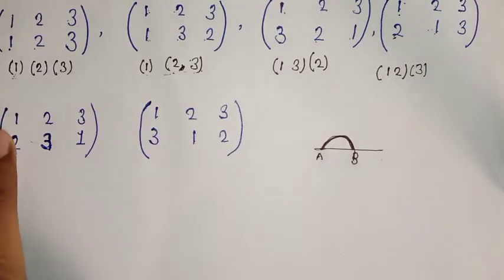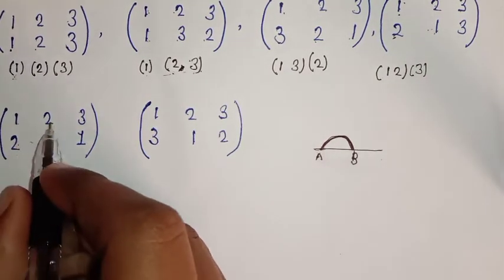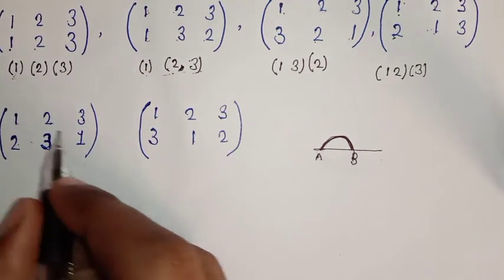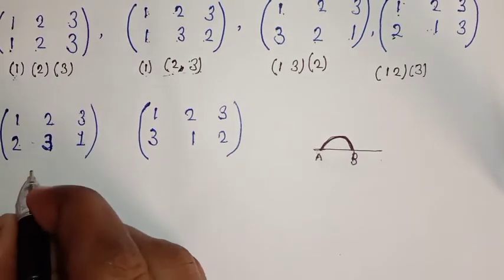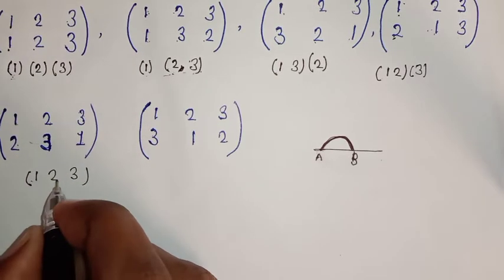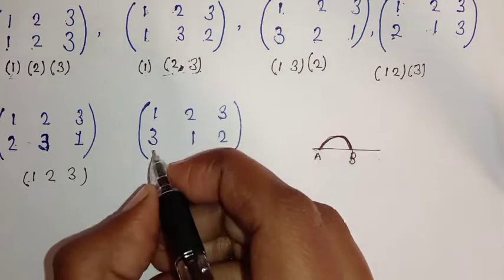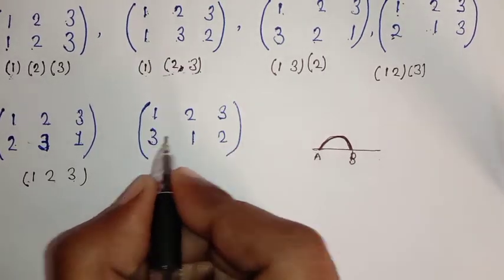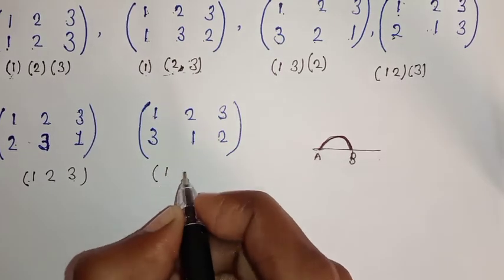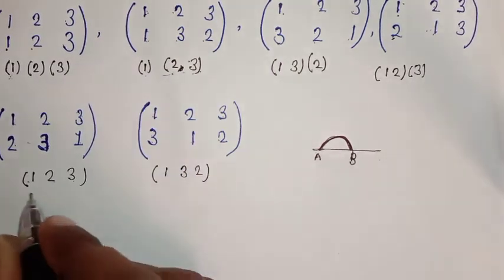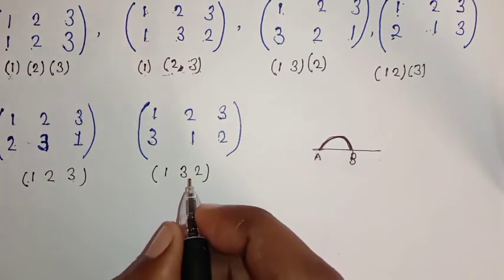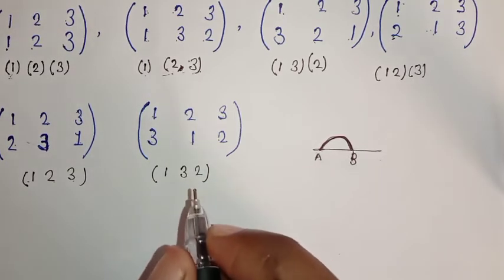If we see this one, then 1 is going to 2, 2 is going to 3, 3 is going to 1. That is, we start from 1 and end at 1. So we are getting a cycle of length 3 here, that is (1 2 3). And if we see this, 1 is going to 3, 3 is going to 2, 2 is going to 1. So (1 3 2). Again we got a cycle of length 3. So the number of elements present in a cycle is known as the length of the cycle.